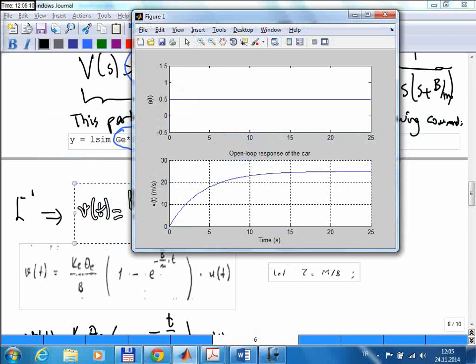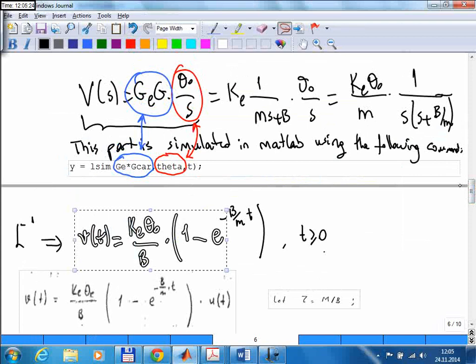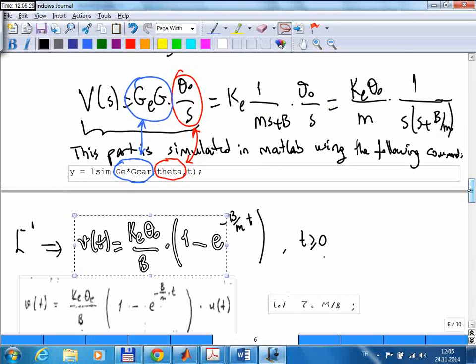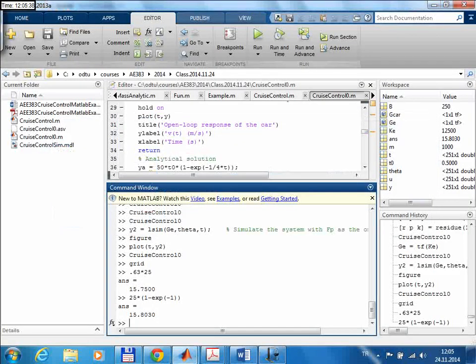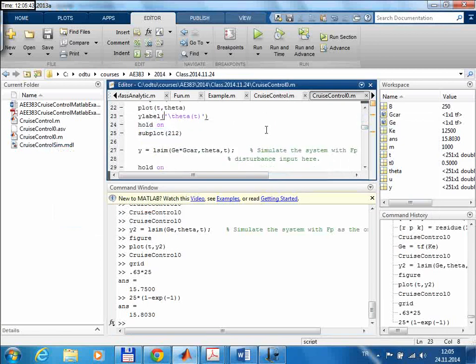Do you have any questions? Okay, so at this point we can try a few more things. For example, we can start changing the parameters. So one obvious parameter is the mass of the car, right? So let's see what happens if you put some load into the car. So suppose that the car is loaded with 500 kilograms of load. So let me just change the mass.